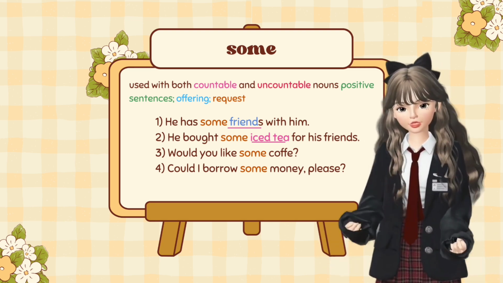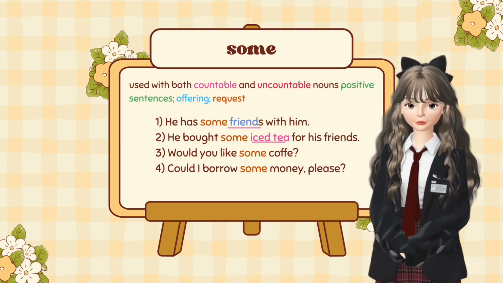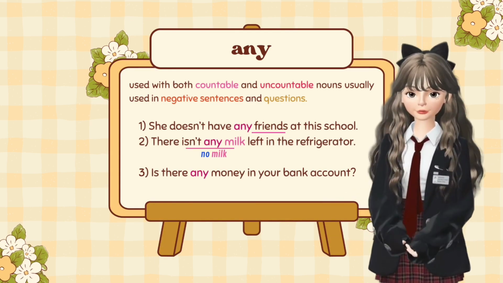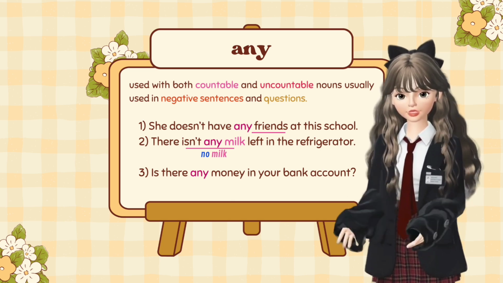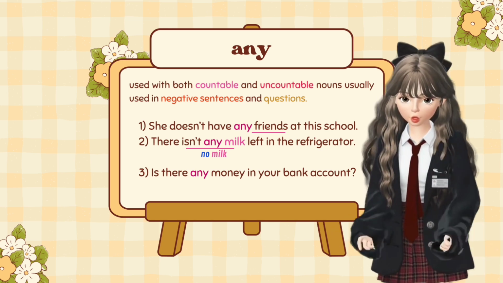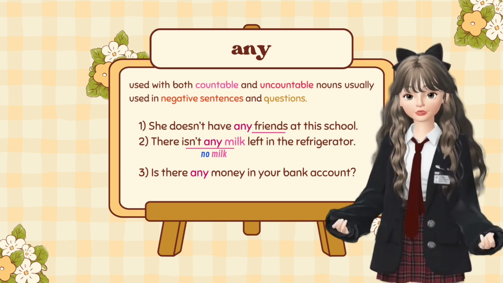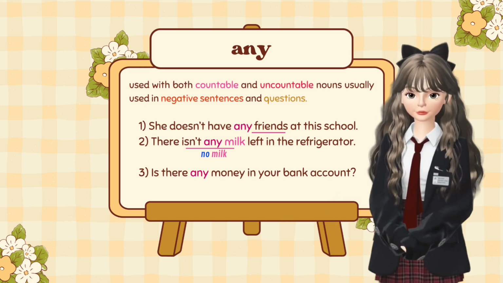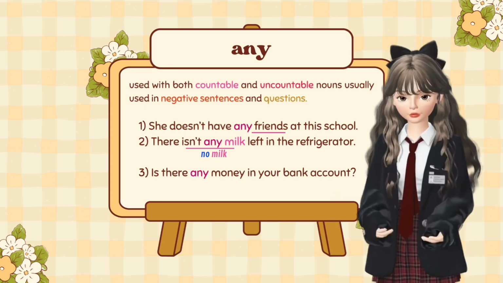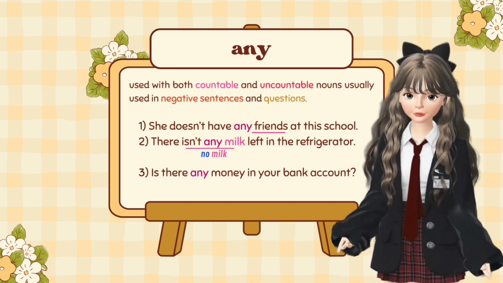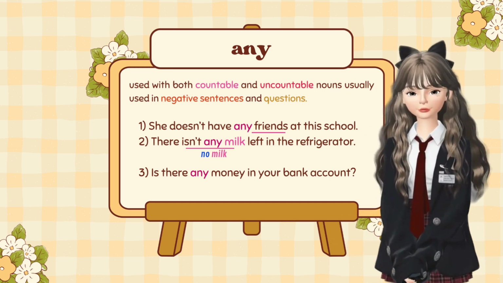Now, let's do the final quantifier, which is going to be any. Any is used with both countable and uncountable nouns, usually in negative sentences and questions. Let's look at the examples. Number 1, she doesn't have any friends at her school. This is implying it's a negative, right? She doesn't have friends. And again, it's a countable noun, friends. Right, friend is a countable noun.